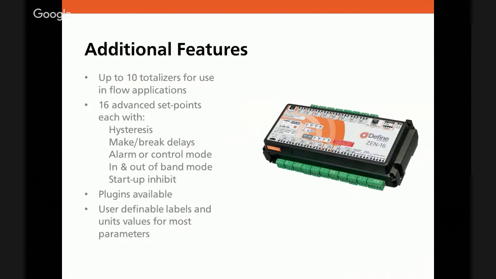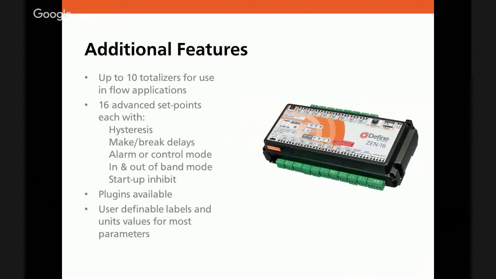Additional features: there are 10 totalizers in the Zen-16 which can be used for flow applications, totalizing flow or anything really. It has 16 advanced set points. Each set point has hysteresis, make and break delays, alarm and control modes, in and out of band modes, startup inhibits, and a few more features.